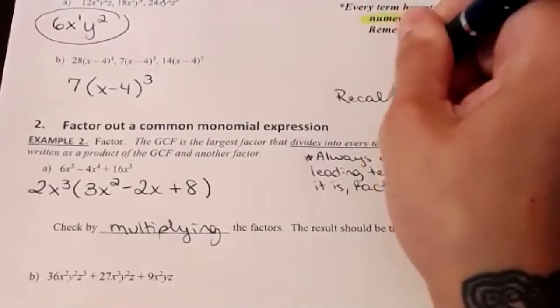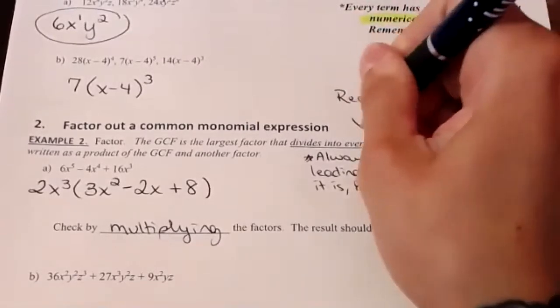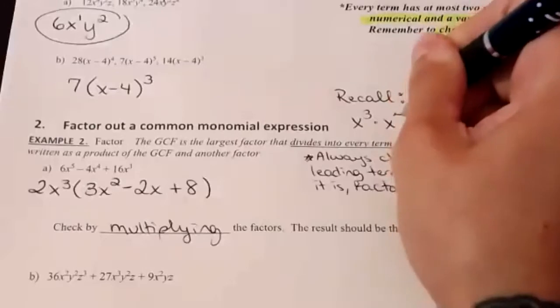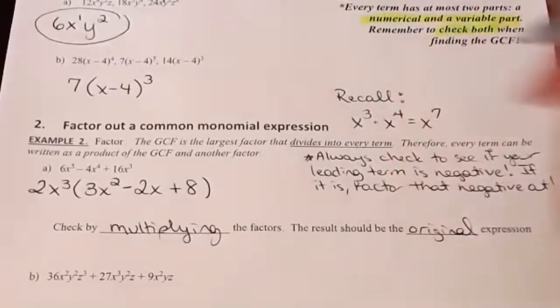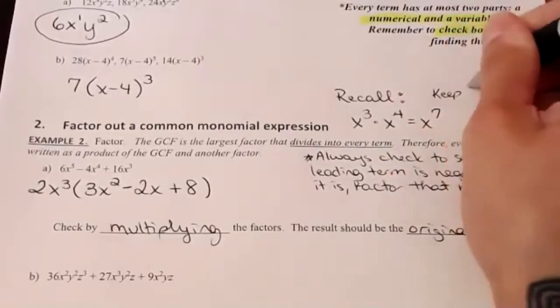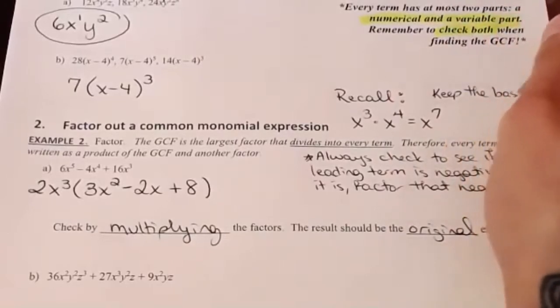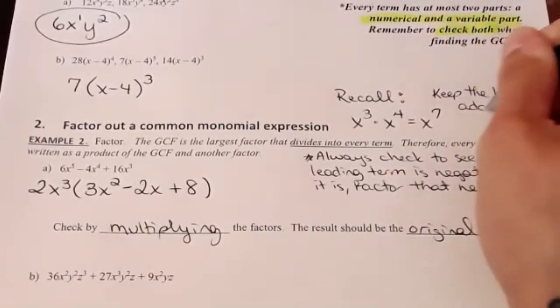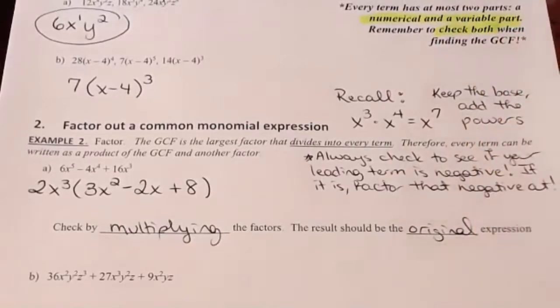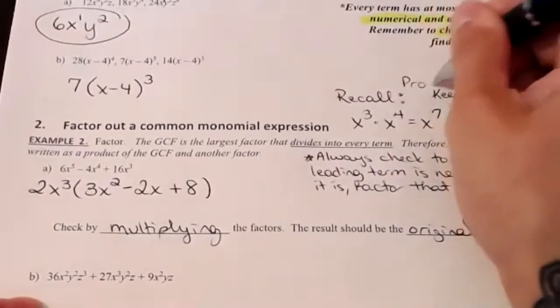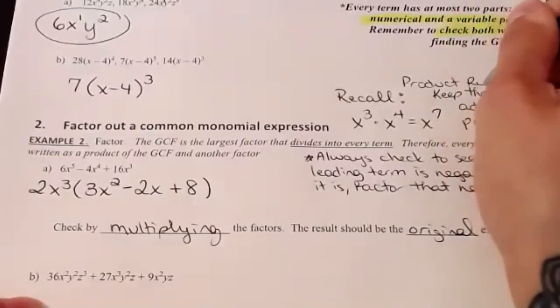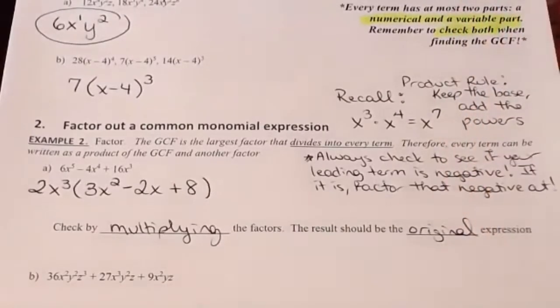Just to make sure we all recall this bit of information, x to the 3rd times x to the 4th is x to the 7th. We keep the base, add the powers. It's a good rule to remember. This is essentially the product rule. Keep the base, add the powers. I know a lot of you remember this from last session, but it's good to have that somewhere.